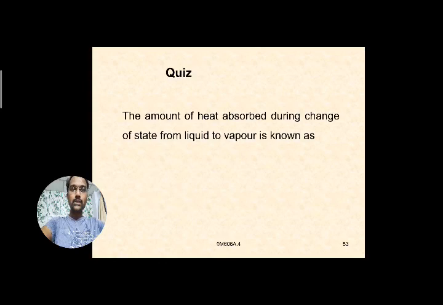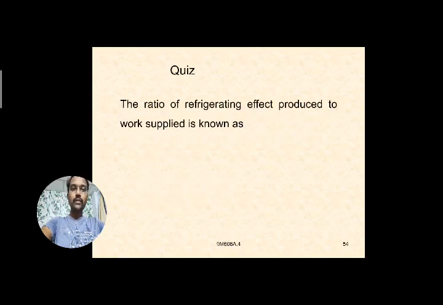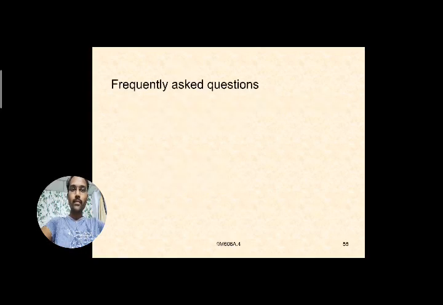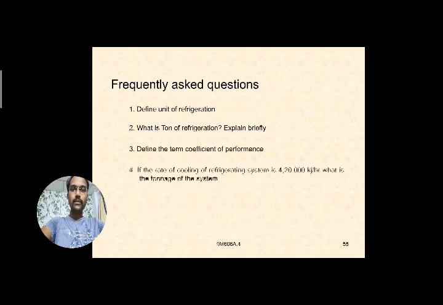This is the heat absorbed during change of state from liquid to vapor. What is that? Changing from liquid to vapor is the vaporization process, or latent heat of vaporization. The ratio of refrigerating effect produced to work supplied is known as the COP of a refrigerating machine. Okay, so these are a few frequently asked questions.